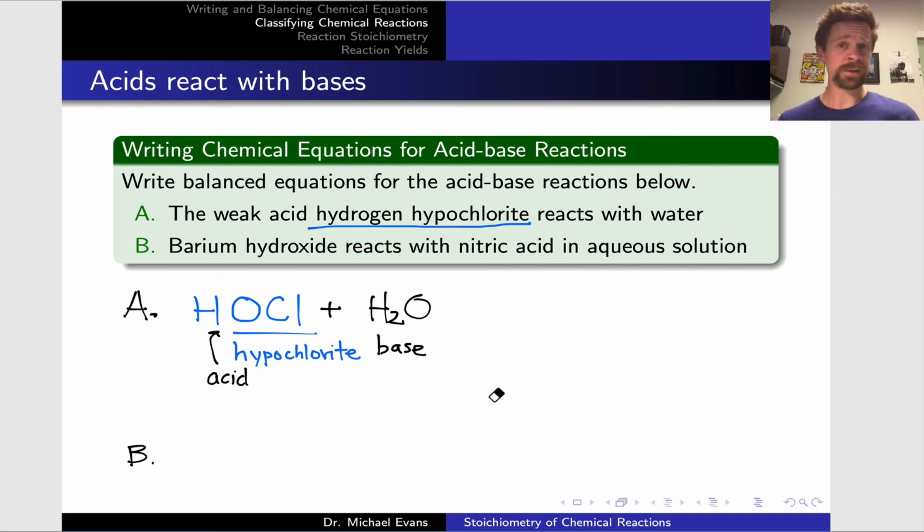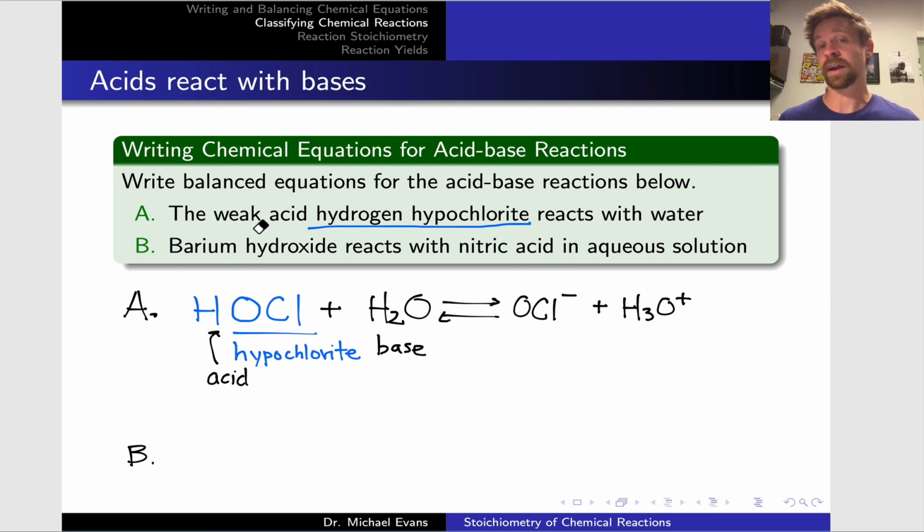Now, based on our prior definitions of what makes an acid and what makes a base, we can conclude that HOCl is going to donate a proton, or give H+, to H2O. That means our products are OCl-, the hypochlorite anion, and H3O+. And because the acid was identified as weak, we're using reversible arrows here, showing that the reaction will not go to completion.